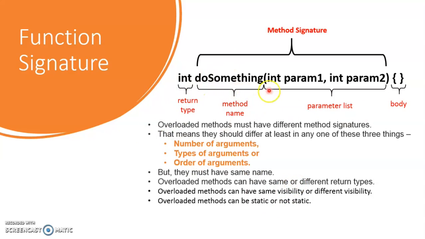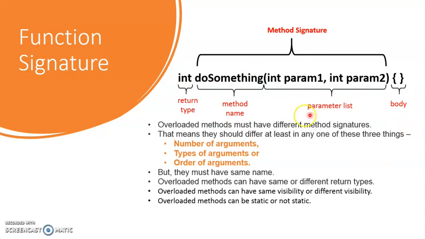Similarly, overloaded methods can have different visibility. The first one can be public, the other one can be protected or private, whatever. So the visibility can be the same or different. Also, they can be static or non-static. There could be 2 overloaded methods, one is static and the other is non-static. Overloading does not get affected because of that. So again, these are some important terms.